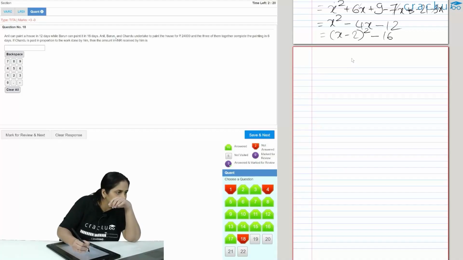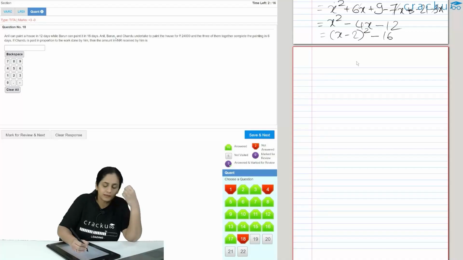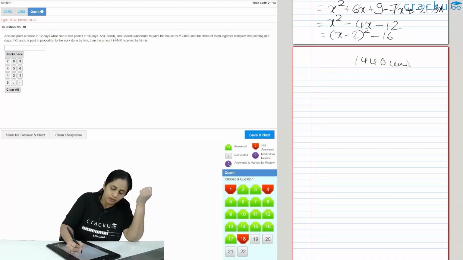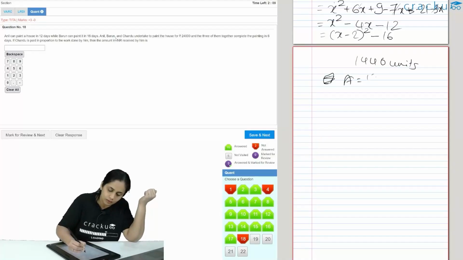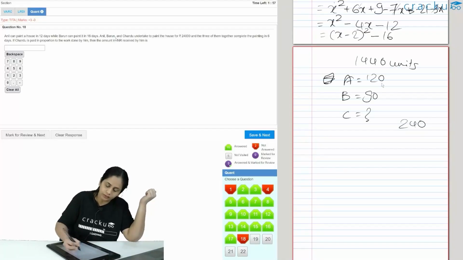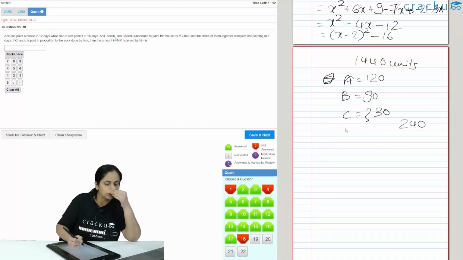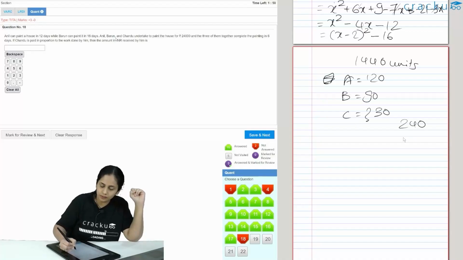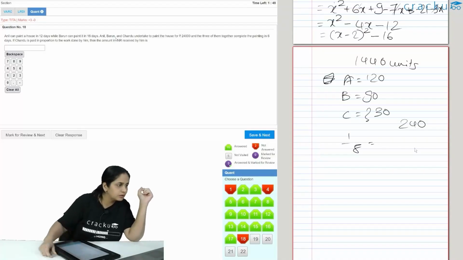So this is 120 now, so this is 1440 units. So A is equal to 120 units, B is equal to 90 units, C is equal to what? They do it together in 6 days, so that is divided by 6. So they together do 240 units, so this is 30 units. So here is 30 units of this. This is 240, so this is 1 by 8, so 3000.